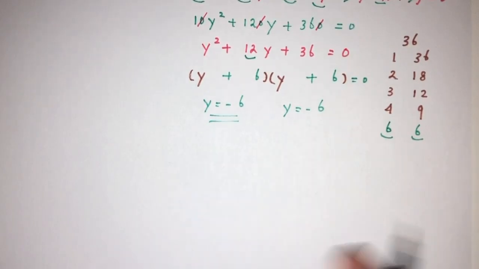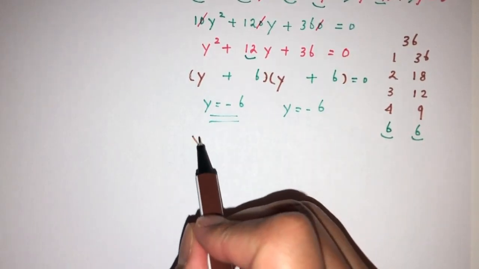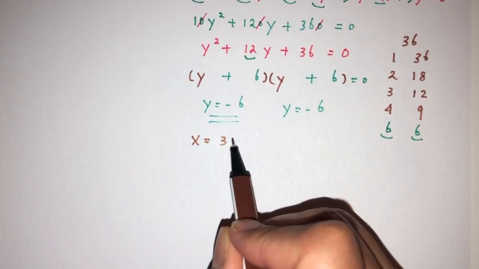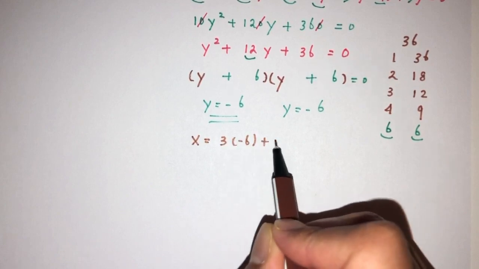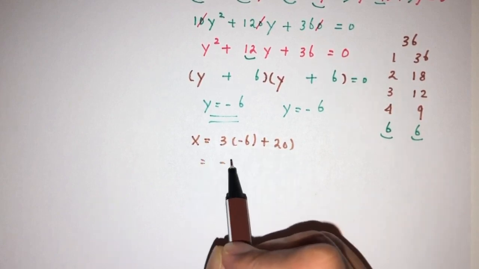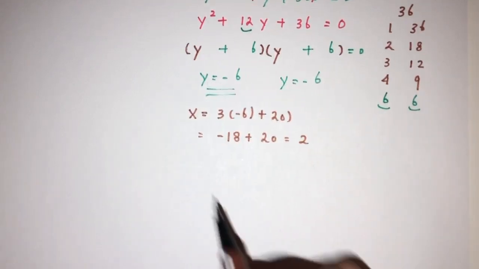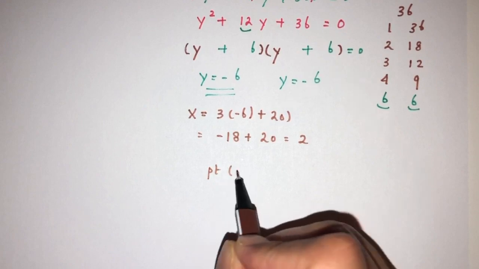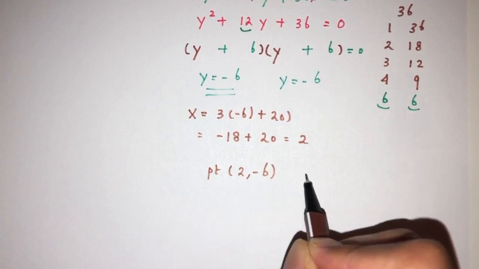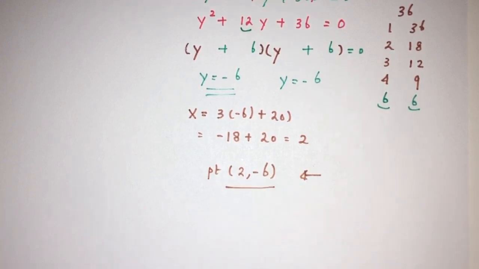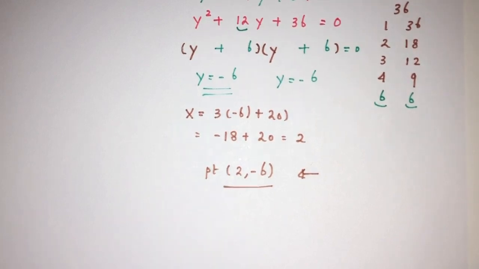Now for the value of y equal to minus 6, what is the value of x? x will be 3 times minus 6 plus 20. That will be minus 18 plus 20. That has to be the value of 2. So the point of intersection has to be 2 and minus 6. Okay, that will be question number 5 of this paper.